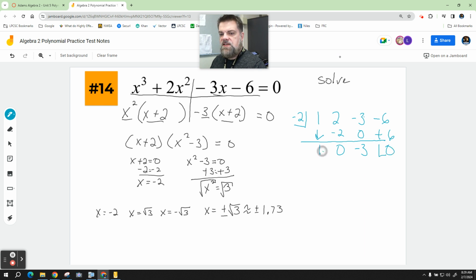Remember that this is x squared, this is x, and then that's that. So then my other factor is x squared minus 3, right? And then from there you would do this part.